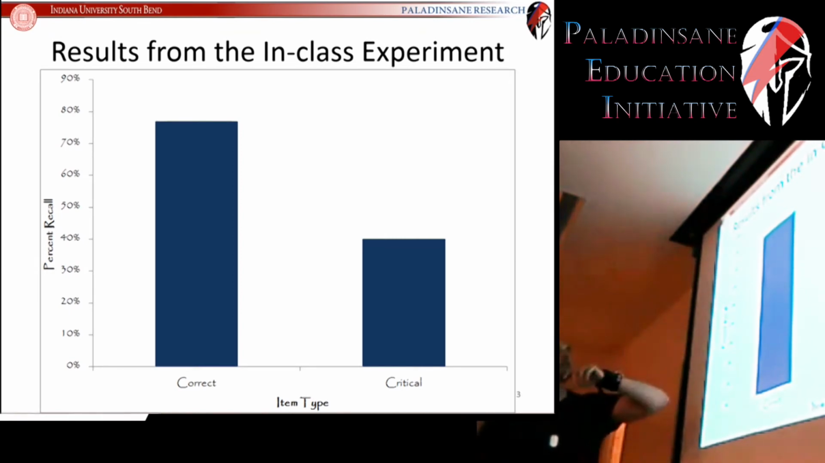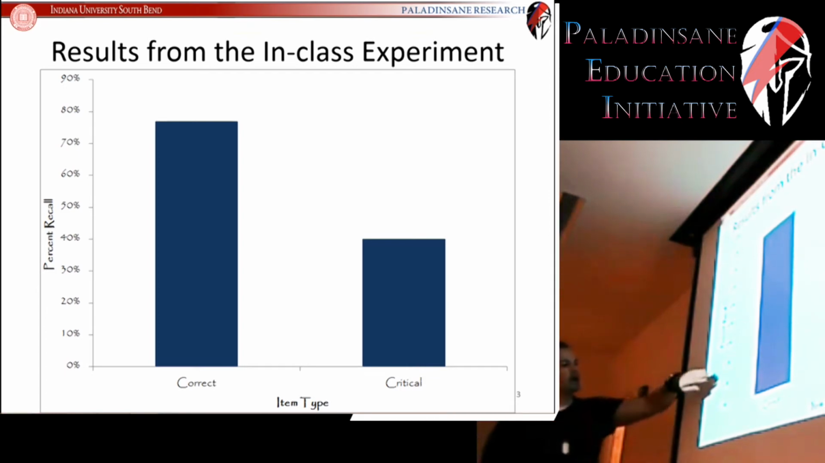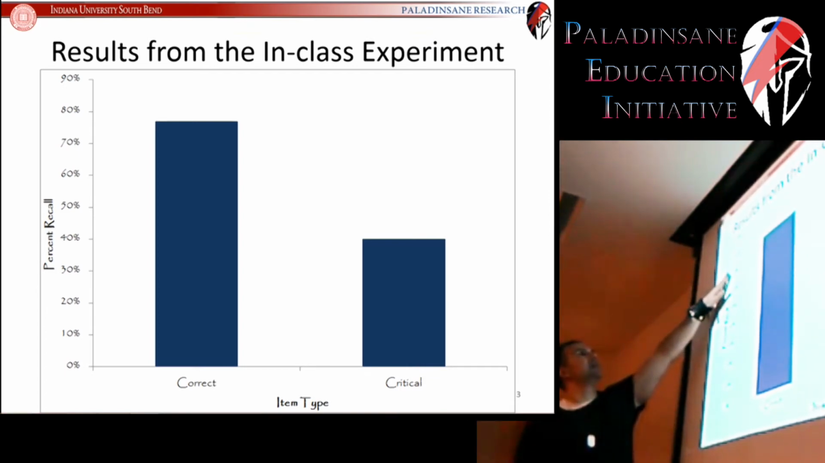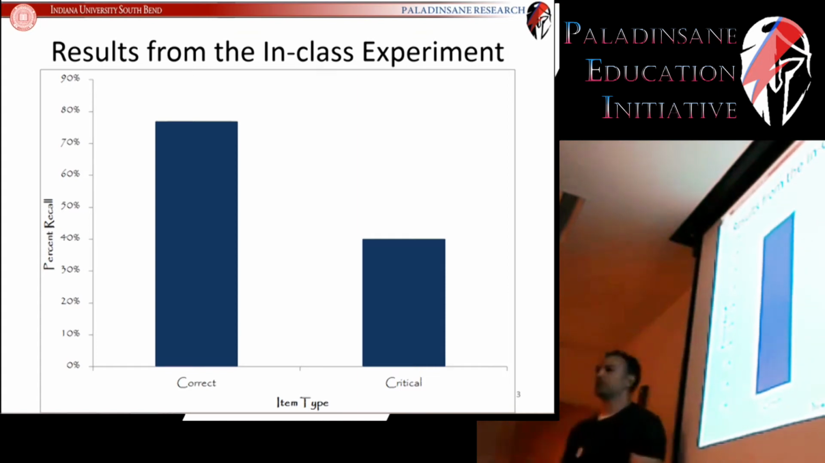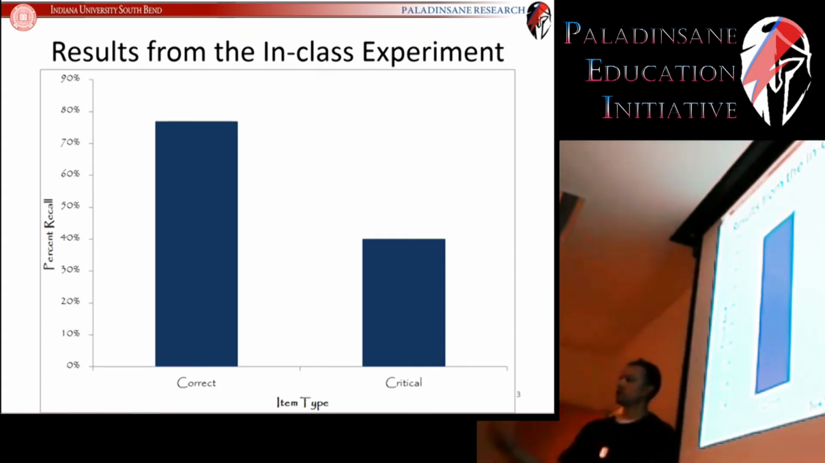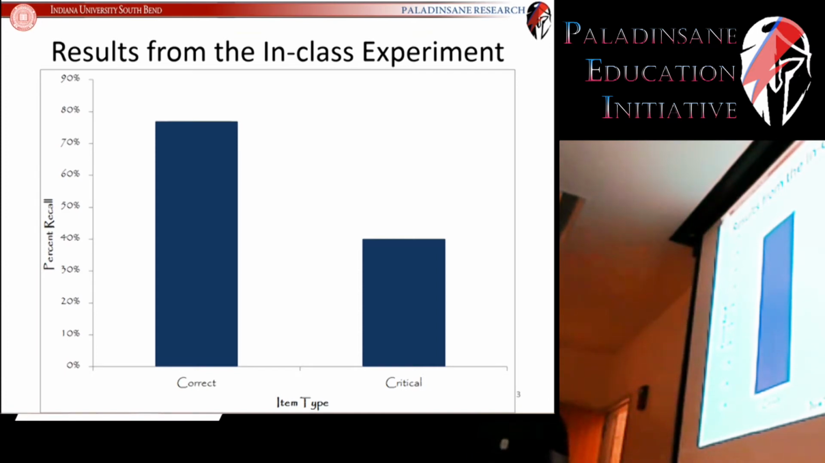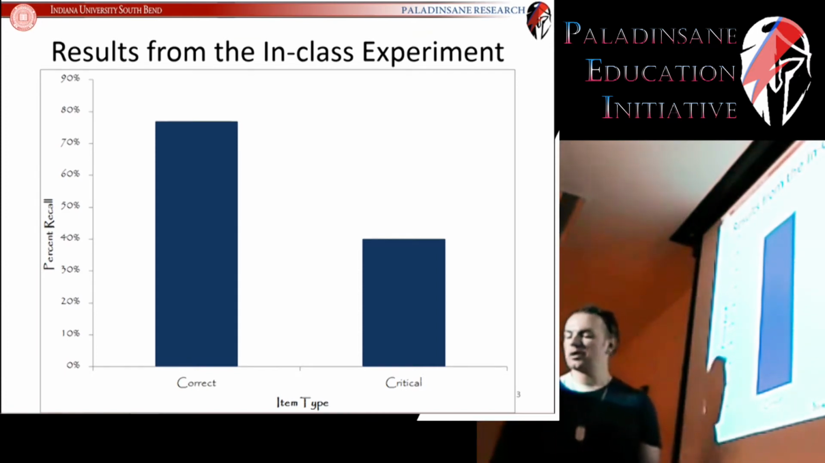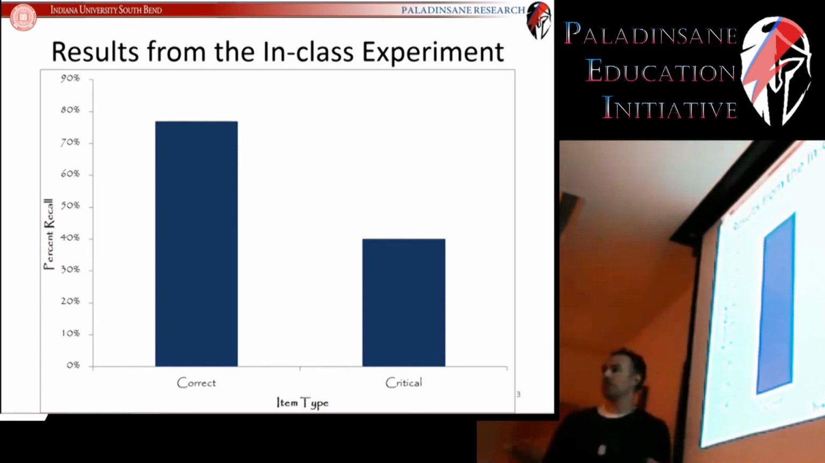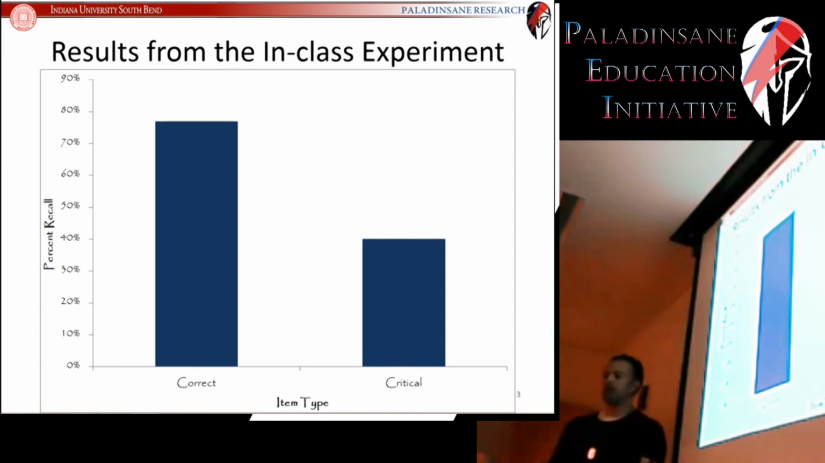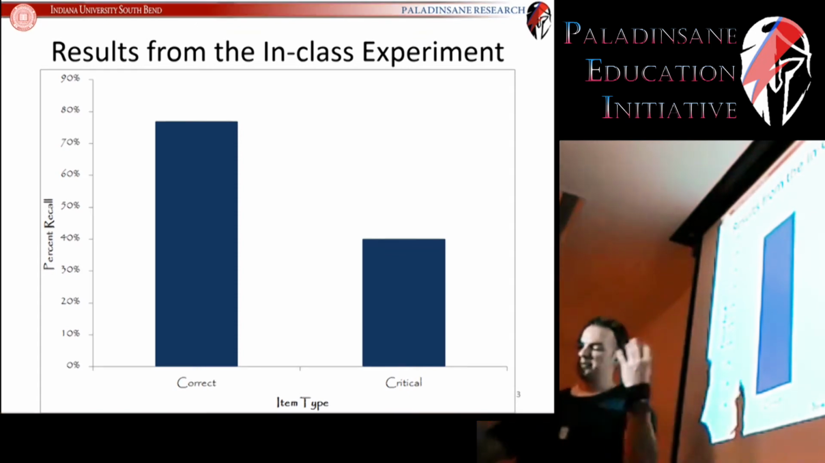So these are the results from the in-class experiment. What we have here on the y-axis is percent recall. This is the percentage of words that you recalled during the recall session, so it's out of 100. If you recalled 100% of the words, that means you recalled everything. If you recalled 0% of the words, that means that either your page was blank or you didn't remember any of the words.